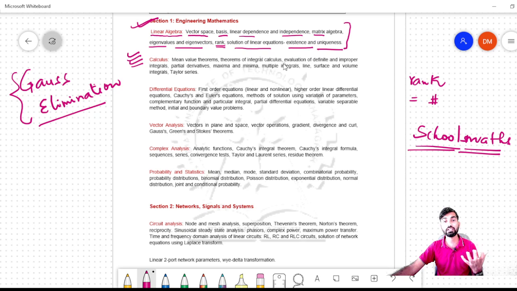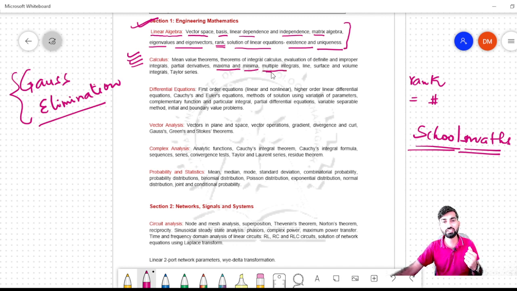In the integral calculus, we will talk about evaluation of definite and improper integrals. We'll talk about partial derivatives, maxima, minima. These are the important topics from where we can expect 100% one question in the GATE examination.